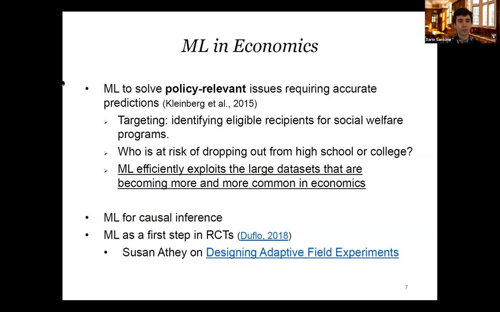For instance, we may want to know whether or not a certain program is reducing dropout in high school or college. But I think we will all agree that the first step there is actually to identify which students are at risk of dropping out from high school or college. And that's where machine learning really is optimal. As a policymaker, you may also be interested in knowing which individuals are eligible for a certain social welfare program. And again, it's another context in which machine learning can be used.